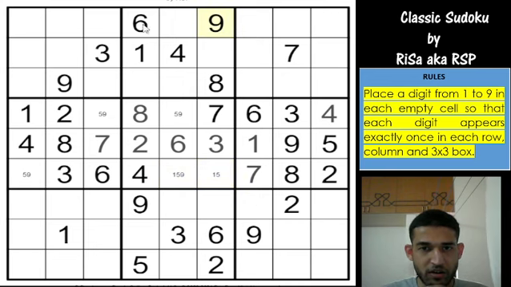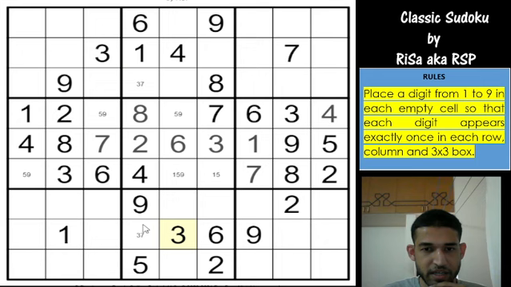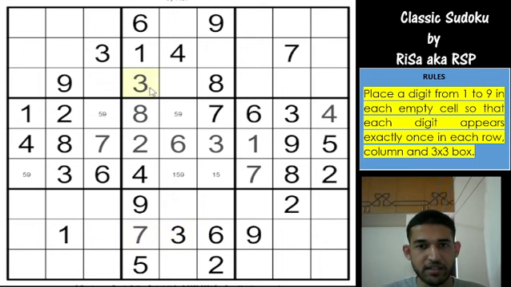So let us look at column 4 now. 1, 6, 2, 4, 5, 8, 9. So the remaining digits are 3 and 7. And you have a 3 here, which means that this is a 7 and that is a 3.